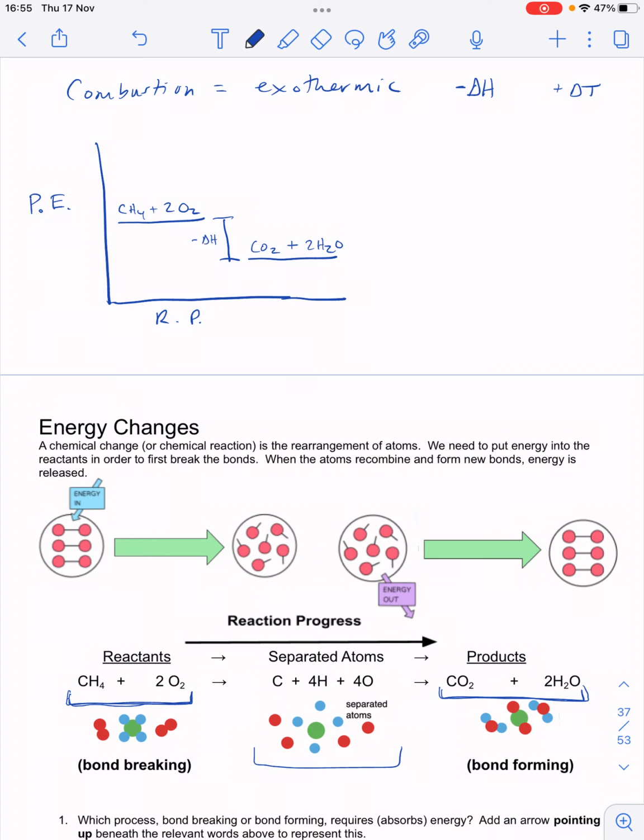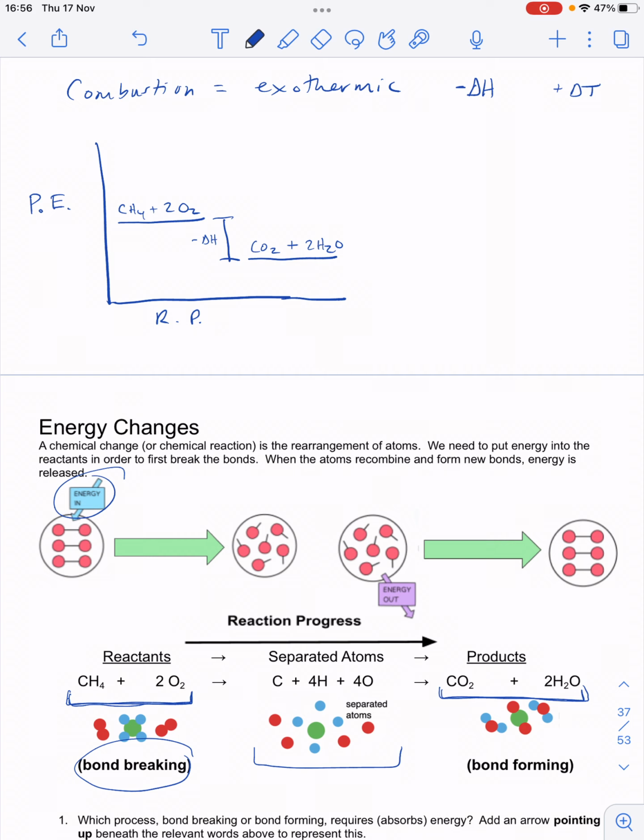But this diagram isn't really complete. What we left out is the process of bond breaking and then bond forming. Now the thing about bond breaking is that it takes energy to break bonds. Atoms are attracted to each other. So imagine if you had two strong magnets that were held together by their magnetic force, their magnetic fields. It would take energy to pull them apart. So it's the same idea with atoms.